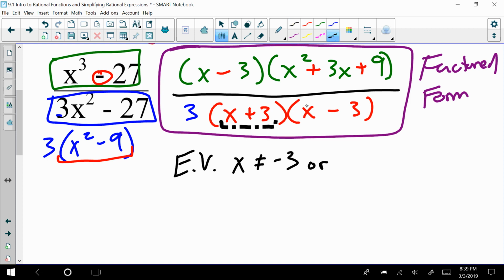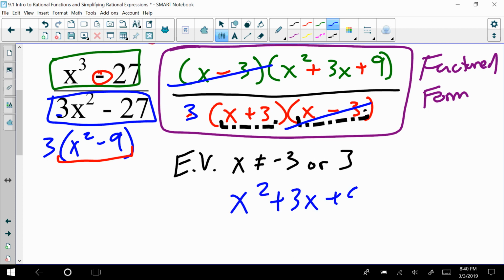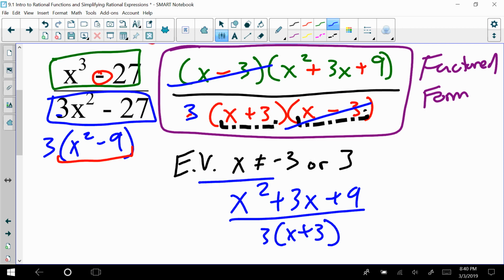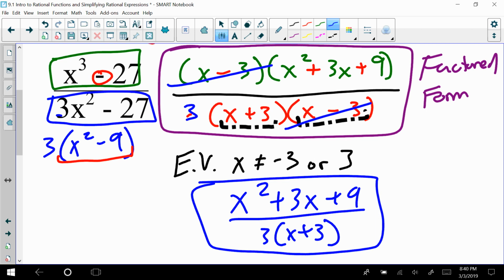Or, well, then if I look at this other one, what makes that 0? 3. Great. I don't have to worry at all about this other little 3 sitting out here. No biggie. Okay. Now after I look at it, hopefully you're seeing, oh, this is x plus 3 there, x minus 3. So I've stated my excluded values. Well, what's the leftover? x squared plus 3x plus 9 divided by 3 times x plus 3. And this is the answer.